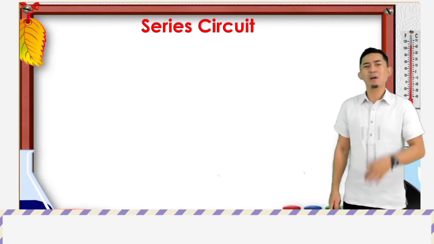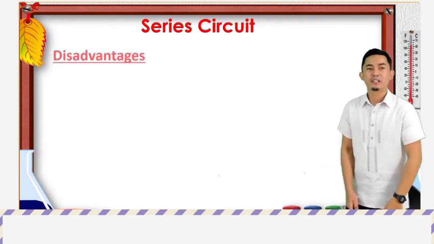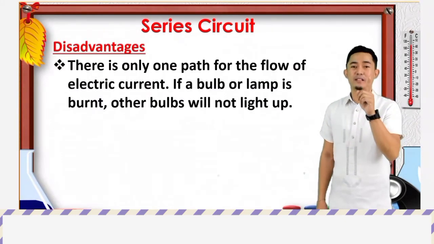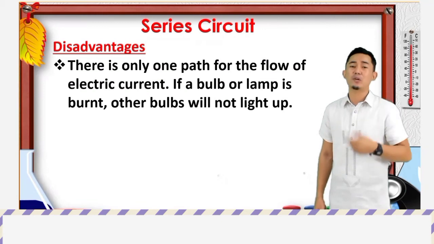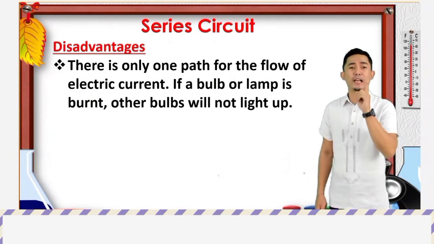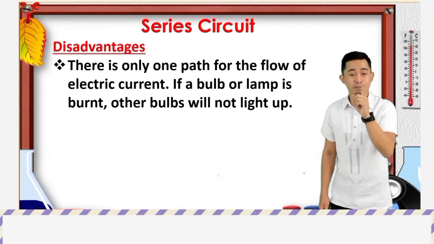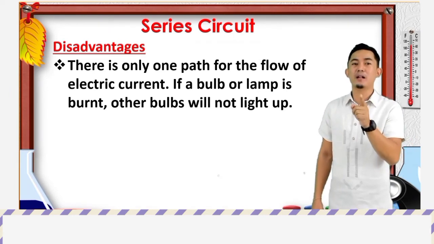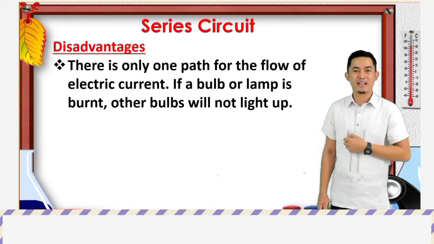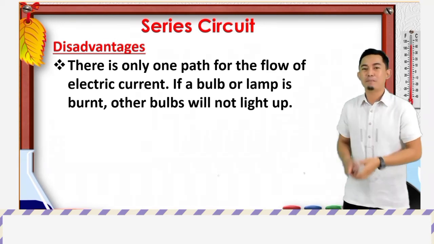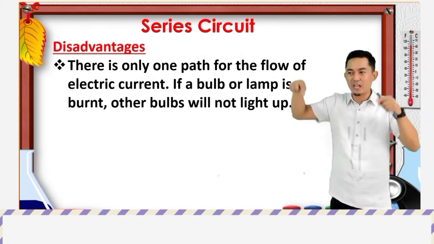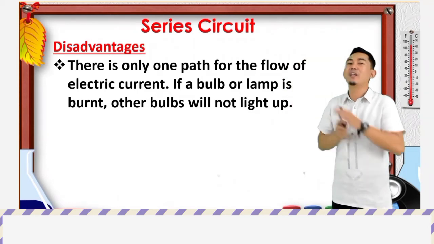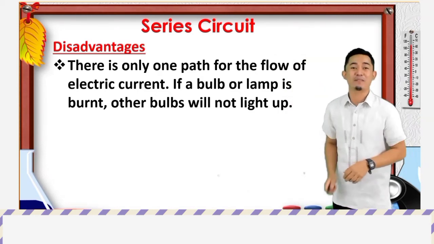Now, how about the disadvantages? Disadvantages of series circuit are these. There is only one path, as I discussed a while ago, for the flow of electric current. If a bulb or lamp is burned, other bulbs will not light up. As I've said a while ago, if there are 3 or more bulbs in series and you remove one, the other bulbs will not light up.